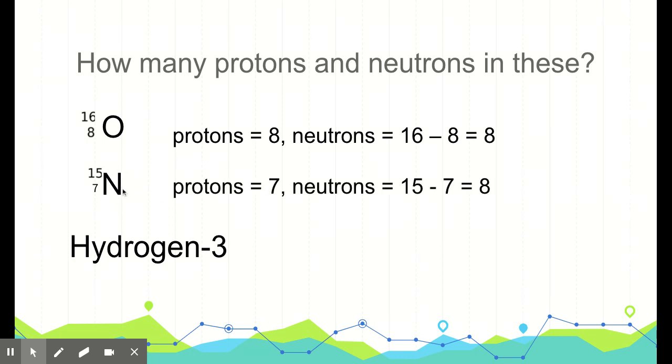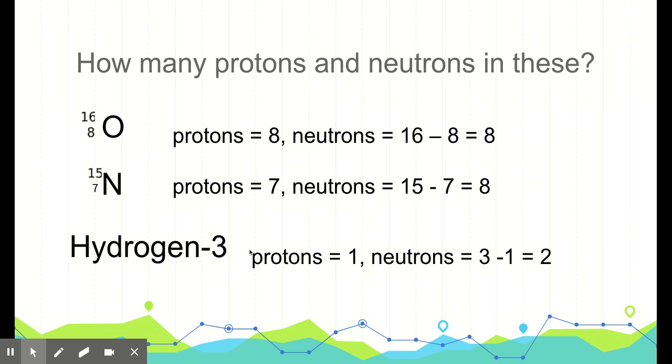With this one, we have nitrogen. Its atomic number is 7, so that's how many protons it has. Neutrons are going to be the mass minus the atomic number, so we're going to say that it has 8. And then this one's another isotope, so hydrogen-3.